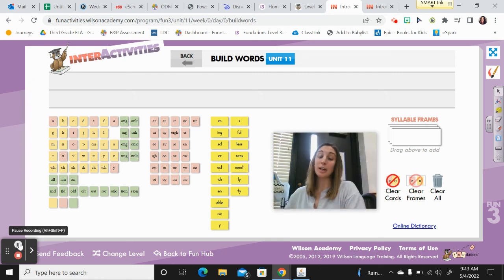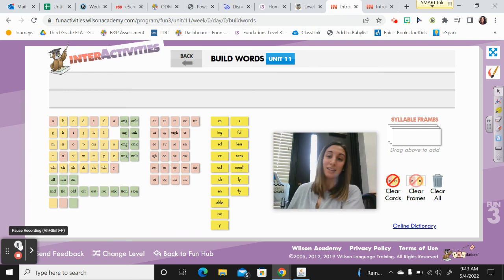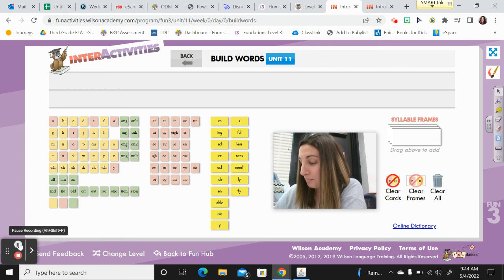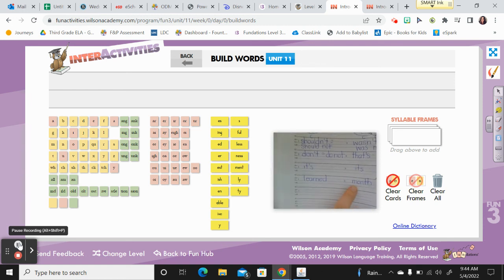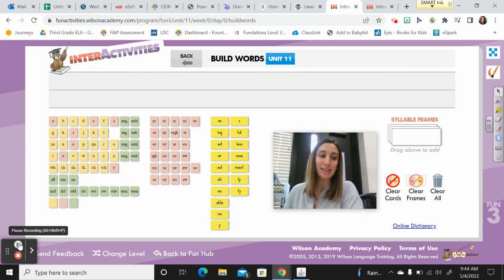All right, trick word number 1, learned. We learned so much information in Fundations this year. Learned. Pause the video. All right, let's spell it together. LEARNED. Excellent. Okay, and the next word is, I'm going to trick you here, month. Say it. Month. My favorite month of the year is July. That's when my birthday is. Month. All right, let's spell it. MONTH. Month. Good job.